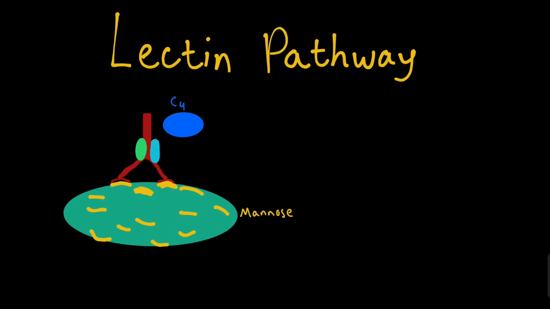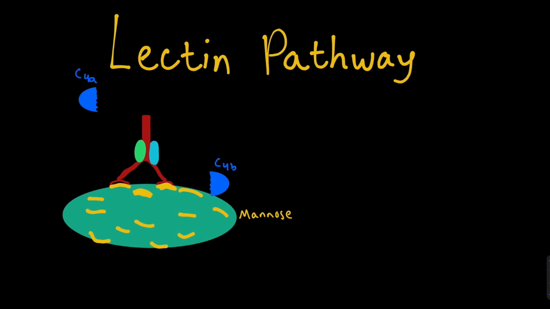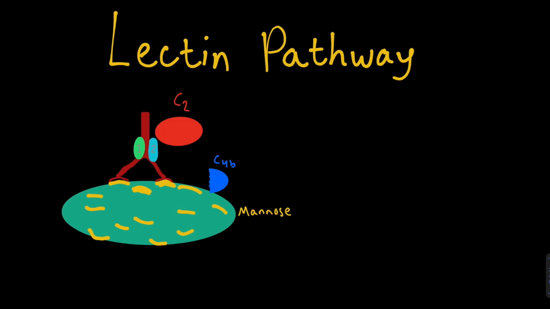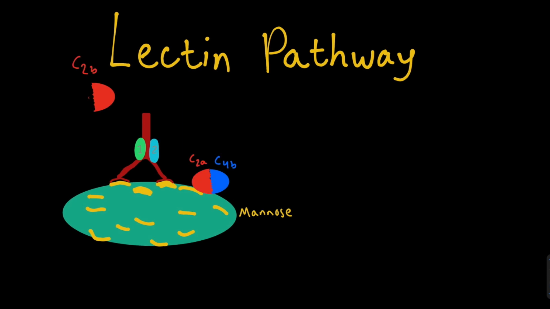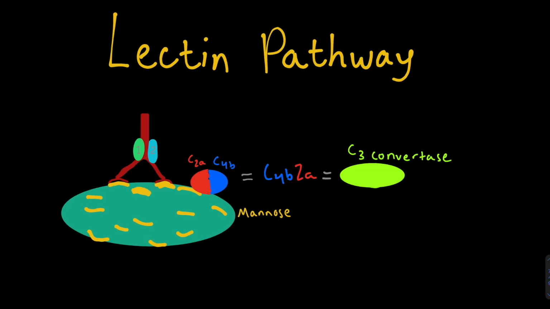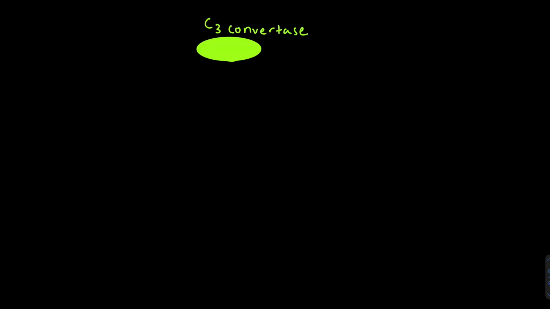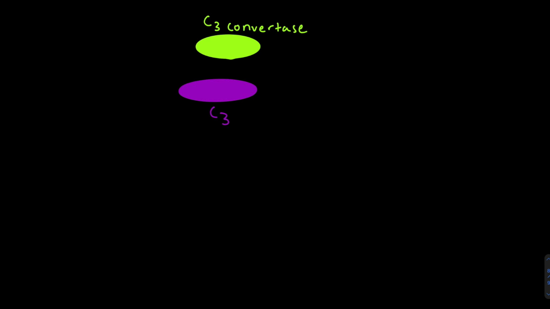The MASP2 from the complex will cleave C4 into C4A and C4B, and the same process is seen for C2, creating the C4B2A complex, which, if you can recall, is our C3 convertase. Another molecule known as ficolin will have the same functions as the mannose-binding lectin, but ficolin can bind to different types of carbohydrates.